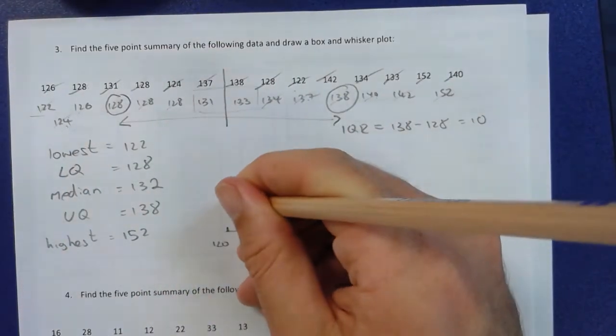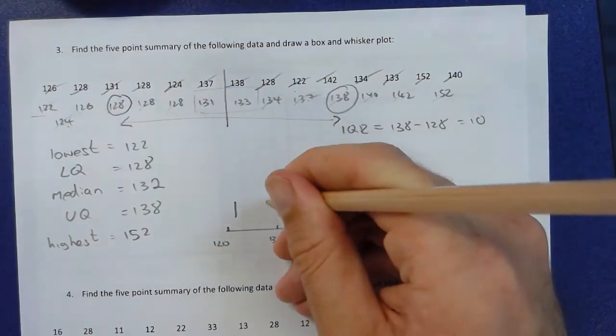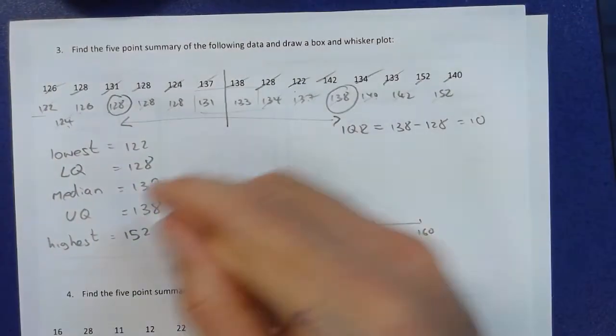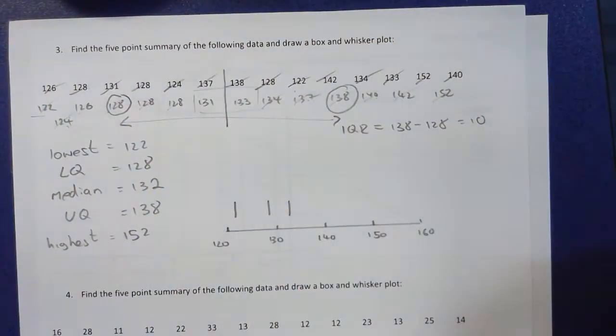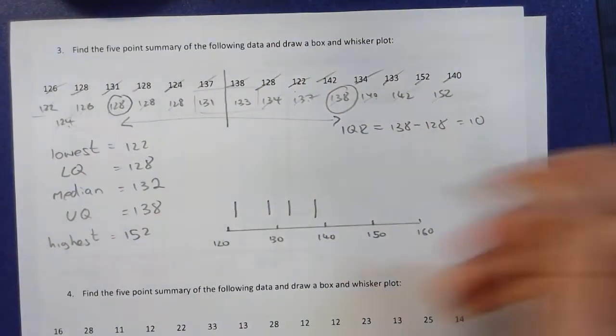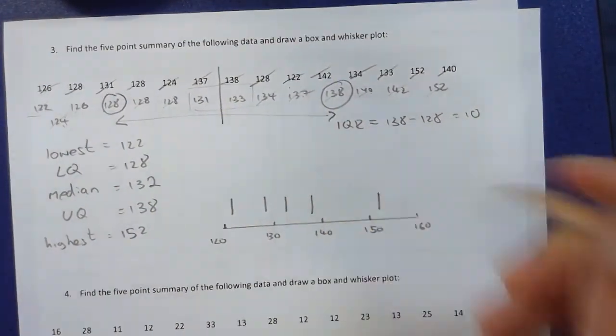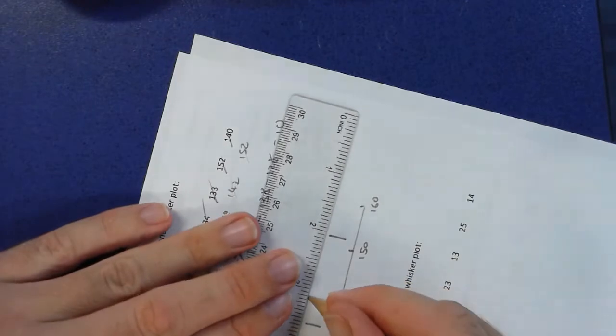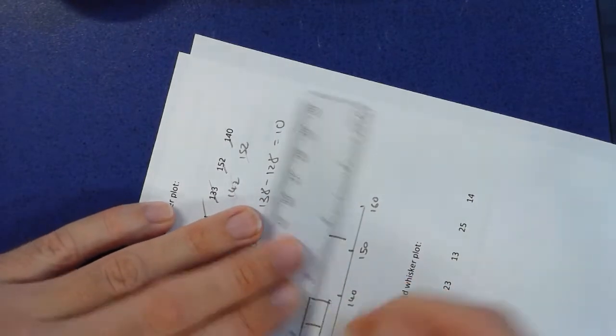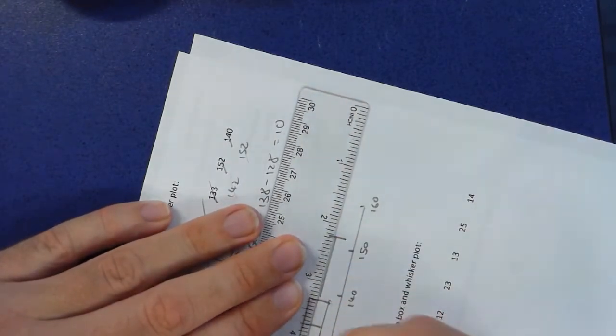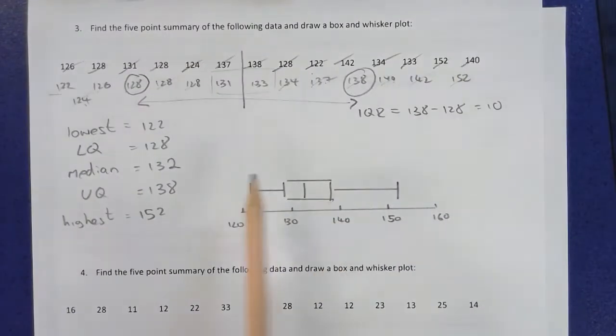So let's have a look. So our lowest is 122. 128 is our lower quartile. Our median is 132. Upper quartile is 138. And our highest is 152. And then you put your box around the quartiles and your whiskers in the range. So there is our box and whisker.